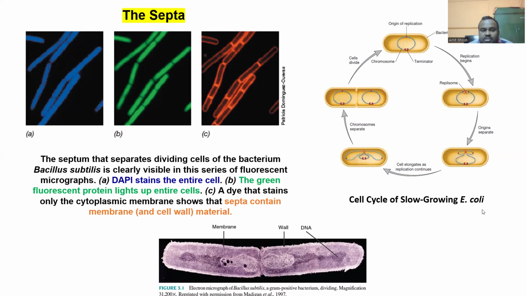So we have learned what the septa are, and we are seeing the visible septa in this slide also. And below, there are electron micrograph images of Bacillus subtilis. Bacillus subtilis is a gram-positive bacterium, and here is a dividing cell in magnified images. Here you can see the electron micrograph images, with the membrane, the wall, and the DNA clearly visible.